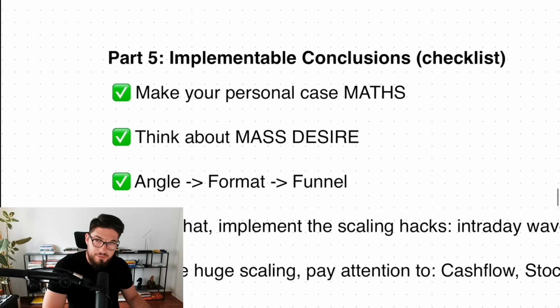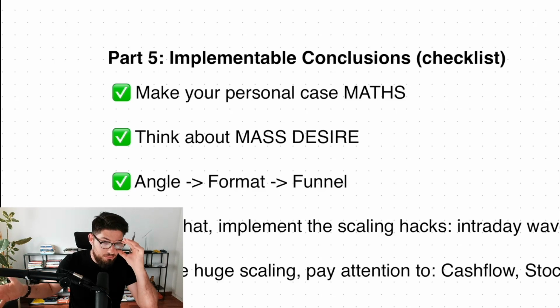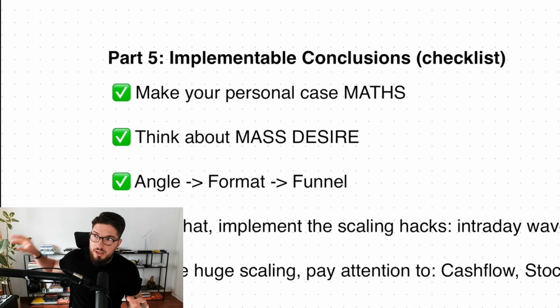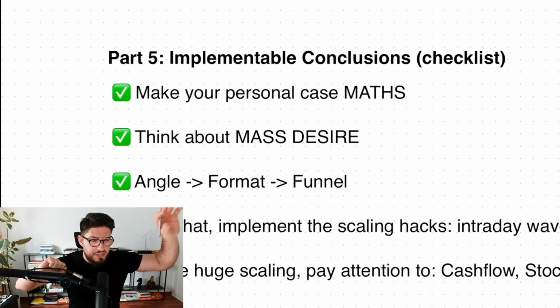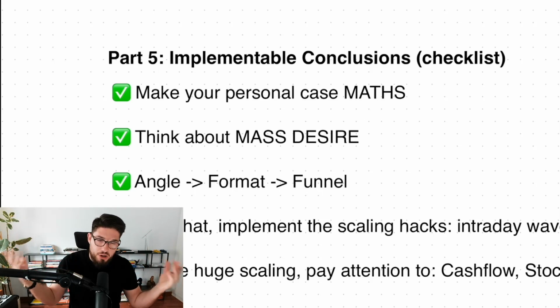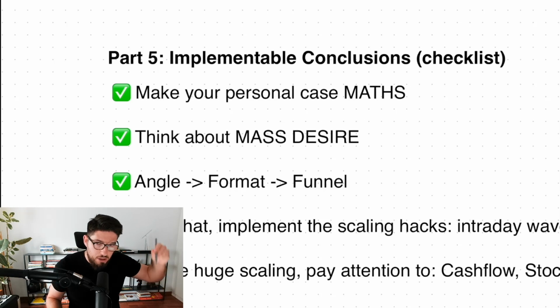Part 5, implementable conclusions. Quick checklist. First one, make your personal case maths. So take your yearly goal and make the exact same maths that I did at the beginning. Yearly goal, the percentage of where the revenue comes from approximately, how much Facebook ad spend you need to get there, or how many emails do you need to send, whatever. And then break it down into months and into days, and then take into account the seasonality, and you will see in what direction you have to push.